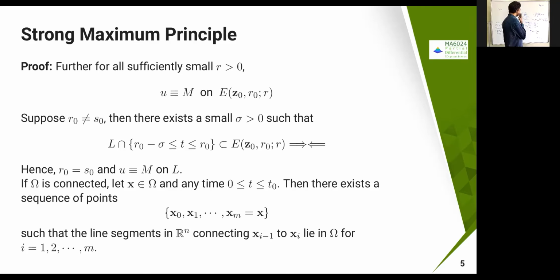What you do is you take x naught, x1, and so on, a sequence of points such that these line segments in R power n, connecting x(i minus 1) to x(i), should lie within omega. So that's the one I am just going to choose.